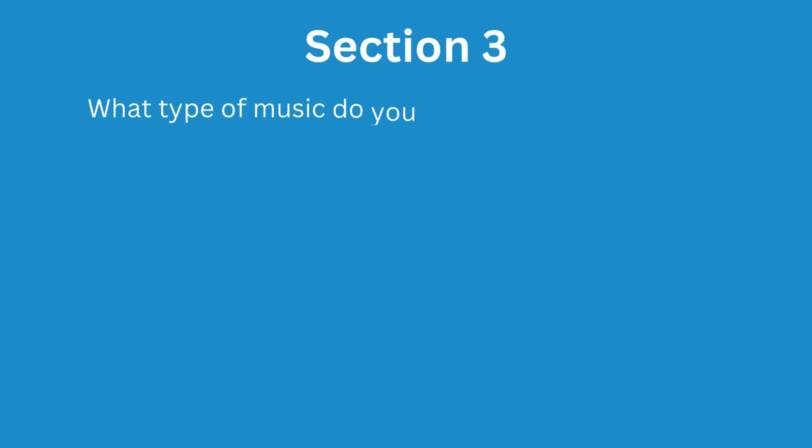Next question is, what type of music do you like? Now here you can mention any type of music that you like or you don't like. It doesn't really matter. For example, you can say, I like classical music, or I like pop music, or you can say, I like all types of music, but I like jazz music the most.